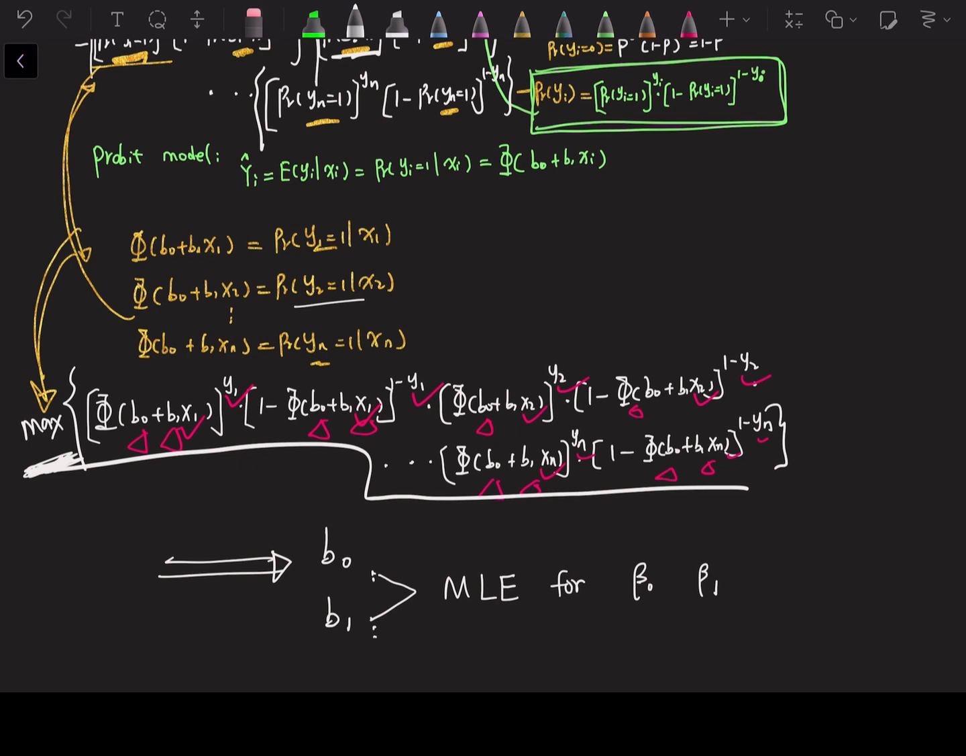For OLS, we minimize the squared error, and we call this the least squares estimator, but here it is called the maximum likelihood estimator. That's how we solve for it. In practice, we never do it by hand when we use the probit model. We just use computational software like Stata or Python, and you can easily get b0, b1, the maximum likelihood estimators. Here we only have one regressor, so this is b0, b1. If you have more than one regressor, you have b0, b1, b2, and so on. So that's the maximum likelihood estimator.